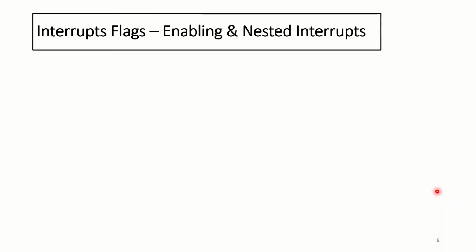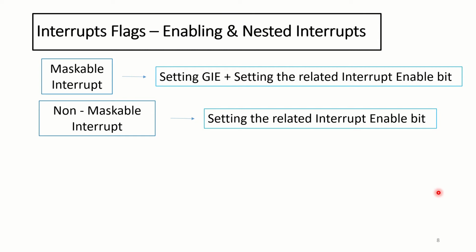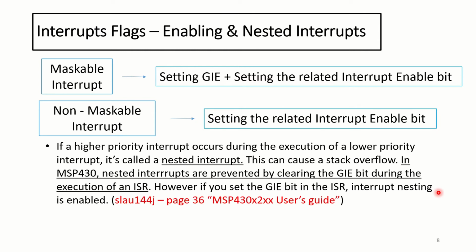Now let's see how we can enable interrupts. To enable maskable interrupts, we need to set the GIE and the related interrupt enable bit in the related register. To enable a non-maskable interrupt, setting the related interrupt enable bit is sufficient.